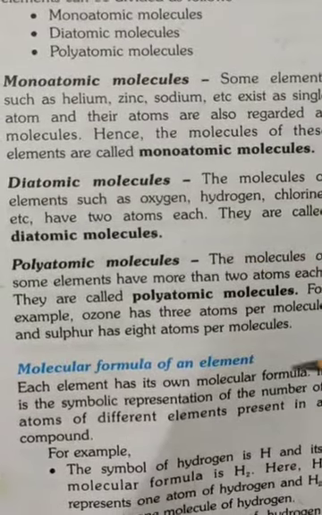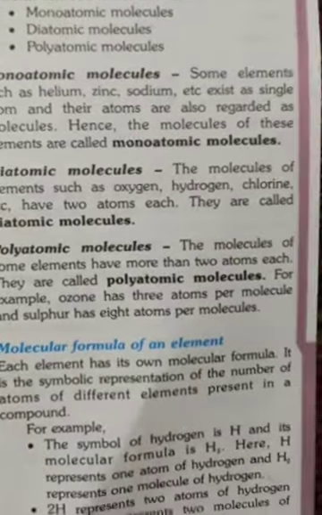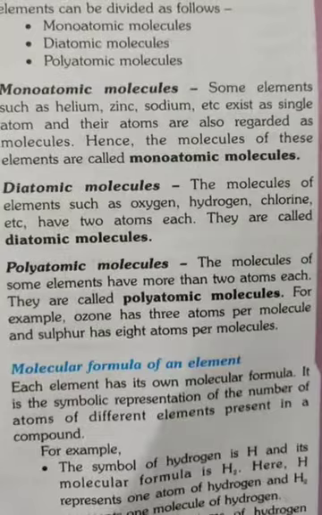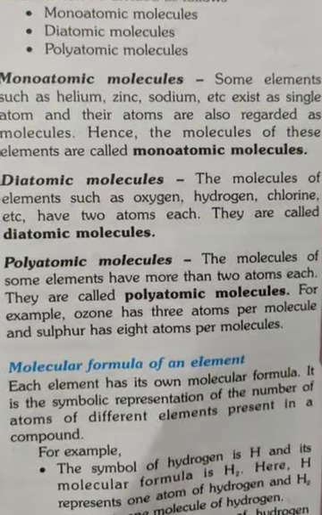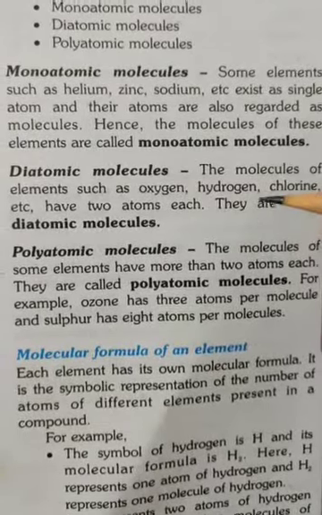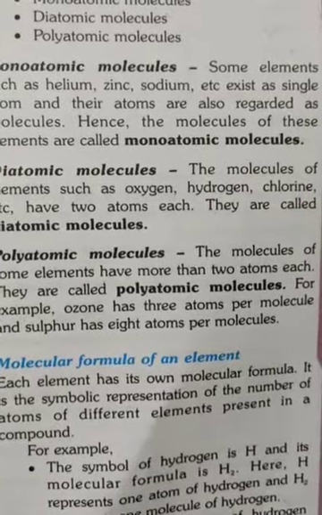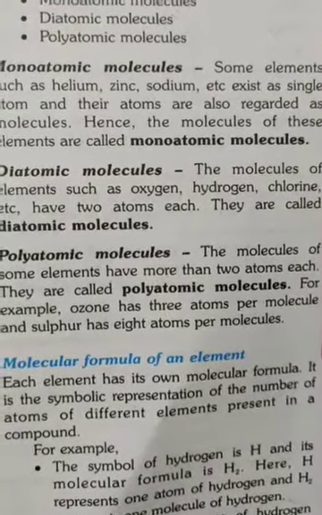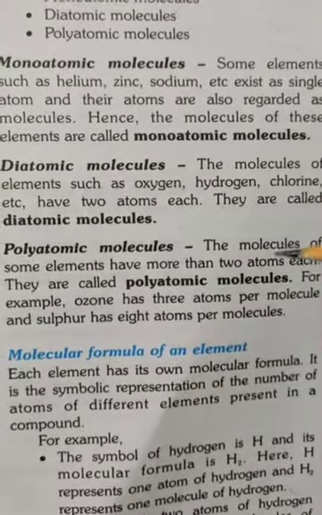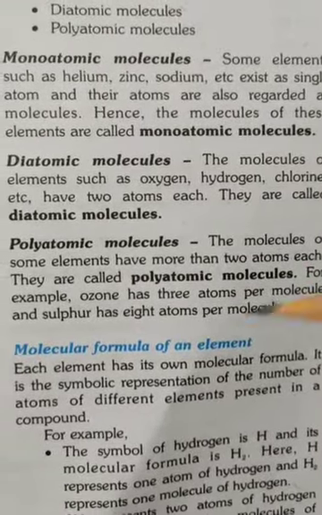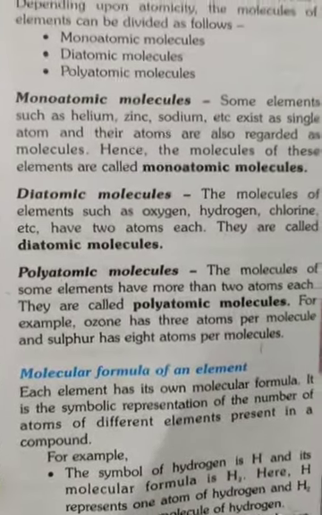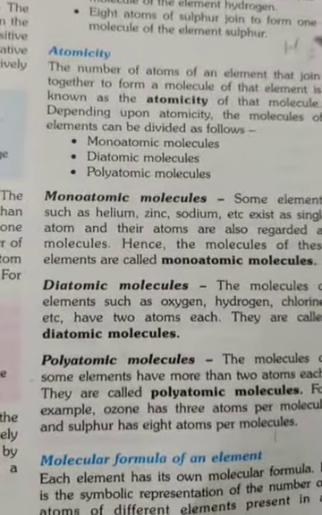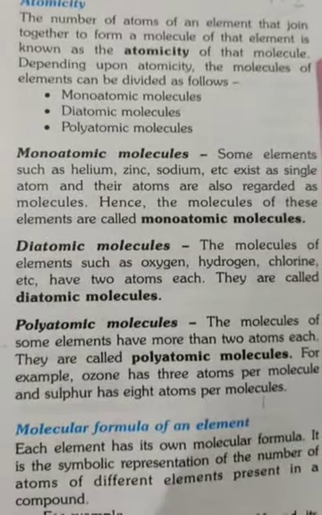Now polyatomic molecules. What are polyatomic molecules? The molecules of some elements have more than 2 atoms in each. That is why they are called polyatomic. Poly means more than 2. For example, ozone has 3 atoms per molecule, and sulfur has 8 atoms per molecule. As I told you earlier, that is why sulfur is S8.